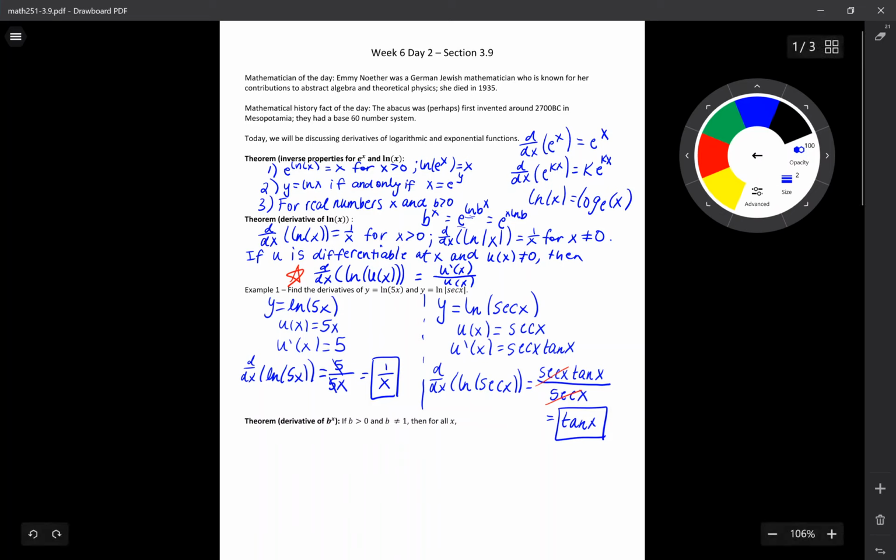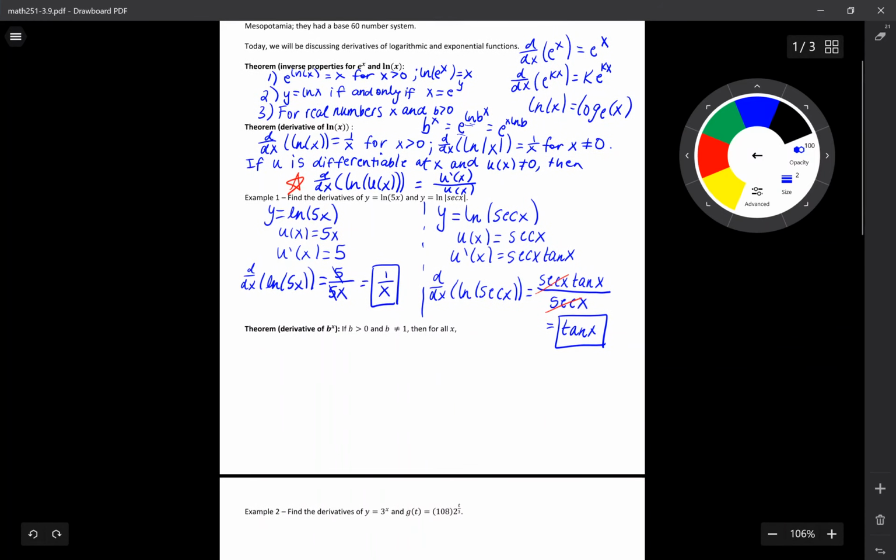So in this next theorem, we already know that the derivative of e to the power of x is just equal to e to the power of x, right? But what about if I have a number other than e in my base here? Well, that is what this theorem is telling me. So if b, the base of this exponential function, is greater than 0 and not equal to 1, then the derivative of b to the power of x is equal to the natural log of b times b to the power of x.